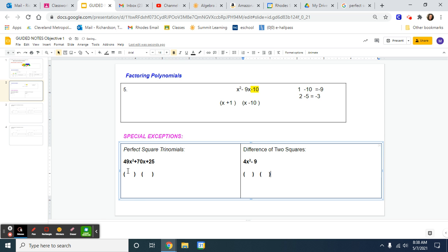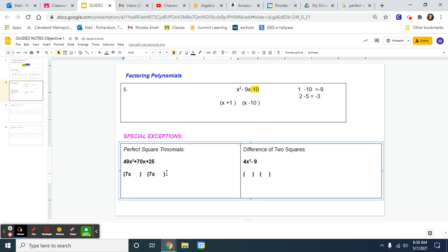Okay, so the perfect square trinomials. For this class, I will always tell you if you're going to be using this. I won't make you figure out if it's a perfect square. I'll tell you it is a perfect square. What you're going to do is start with this first term, and you're going to square root the first number. So what is the square root of 49? That would be 7. But you also have to do the square root of x squared, which is x. So that's your first term.